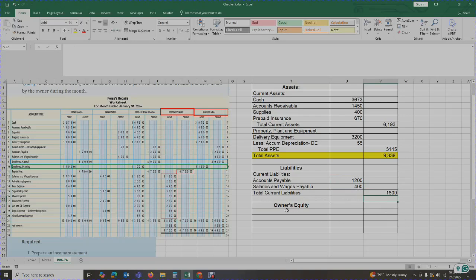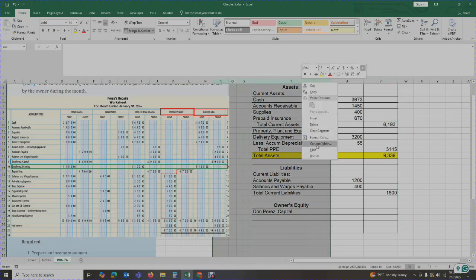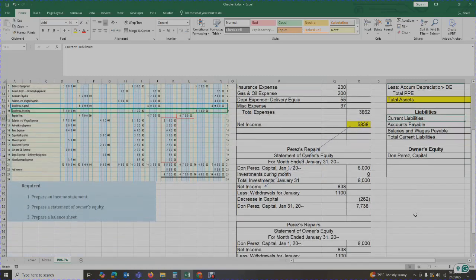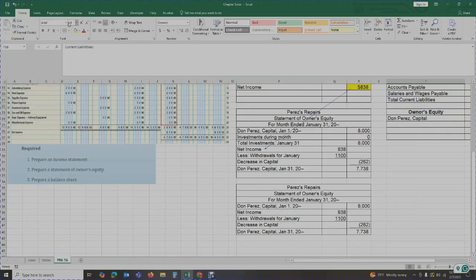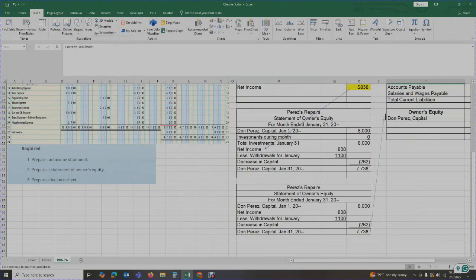Now we're going to do the owner's equity section. This is where students always have problems. We're going to bring in Don Perez, capital. But we are not going to get the capital amount from the worksheet. No, we're not. That is not correct. Let me unhide this. We're going to get the capital from our statement of owner's equity. So we're going to take that capital up here.